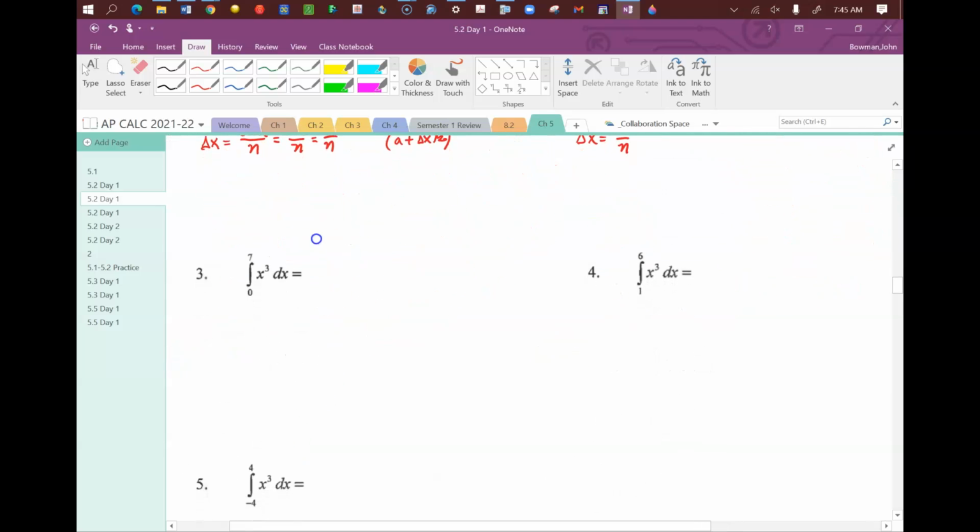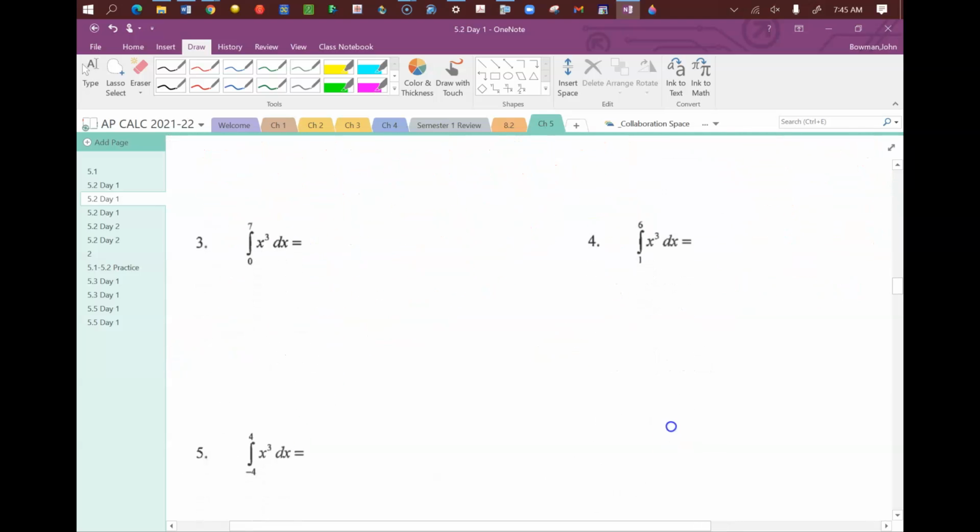All right. I'm going to do this next one with you, and then I'm going to pause the video and let you do 4 and 5 on your own. So, b minus a, or delta x, 7 over n, b minus a over n. So our limit notation, as the number of rectangles approaches infinity, summation, k equal 1 to n.